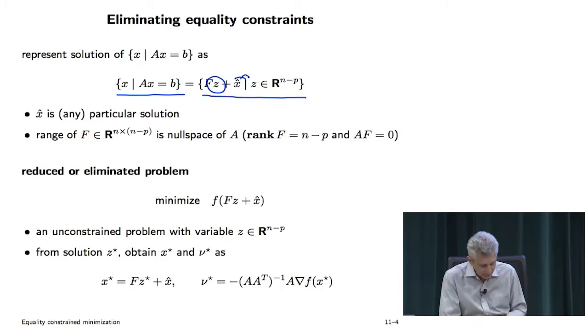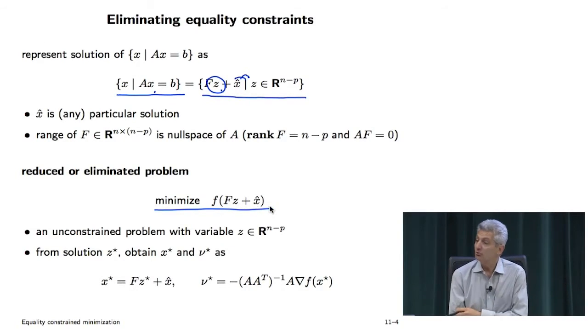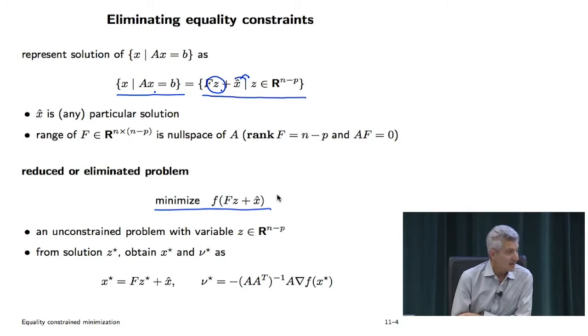So now we change variables in our optimization problem. Instead of x, we go with z, and you end up with this. Now it's totally unconstrained. It's still a convex problem because f is simply applied to an affine transformation here. By the way, if the original f was self-concordant, it still is, right?